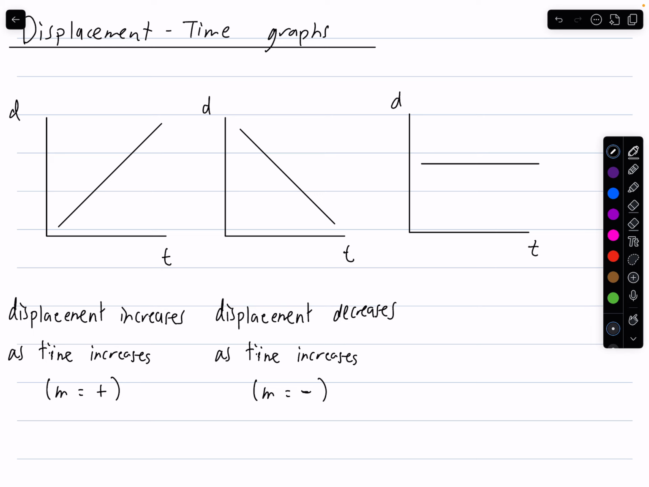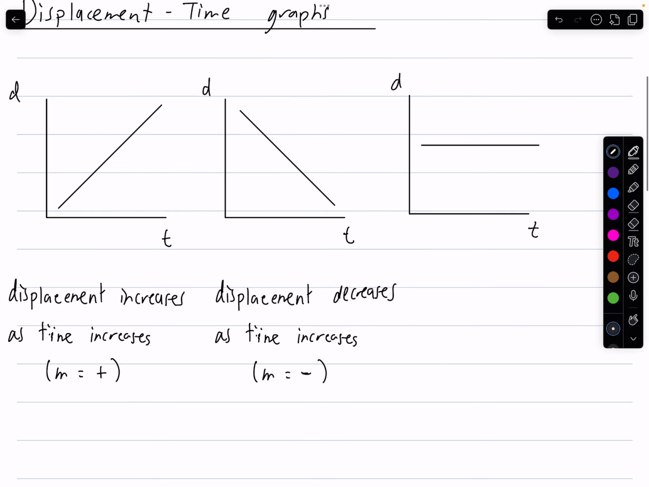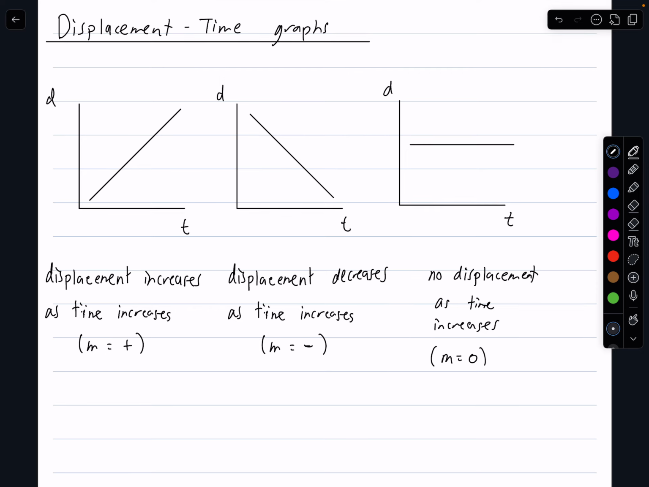The third one is, there's no change in displacement. So as time increases, no displacement as time increases. And this is known as a flat line, where the slope obviously would be m equals 0. So anytime you see a flat line, right, you have to understand that no displacement is actually occurring during this time.